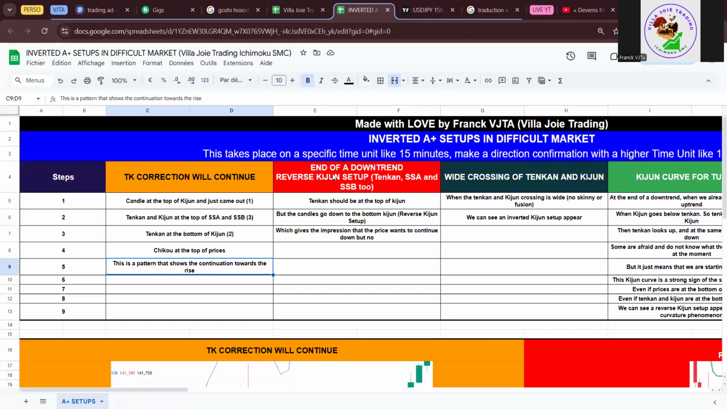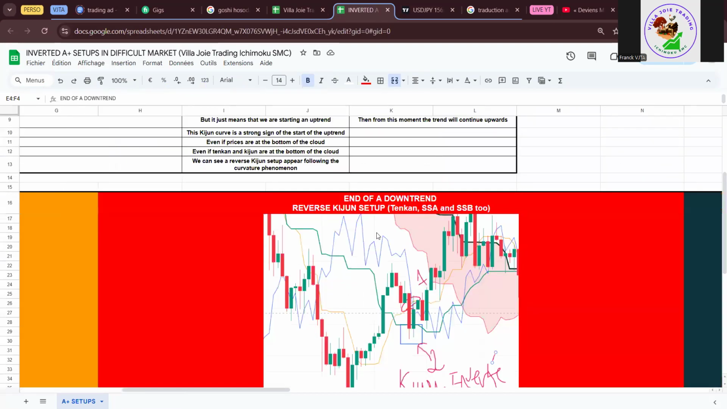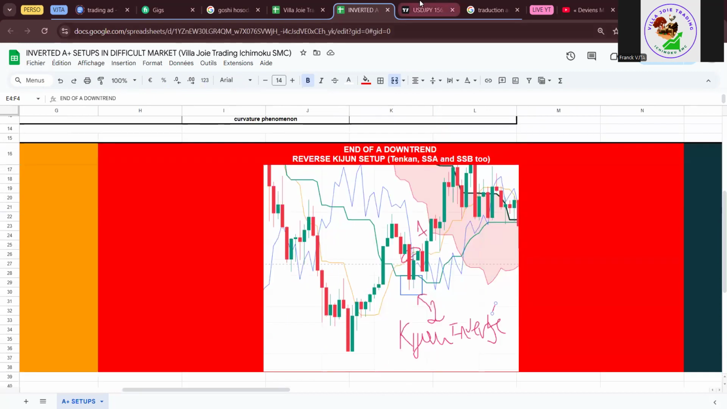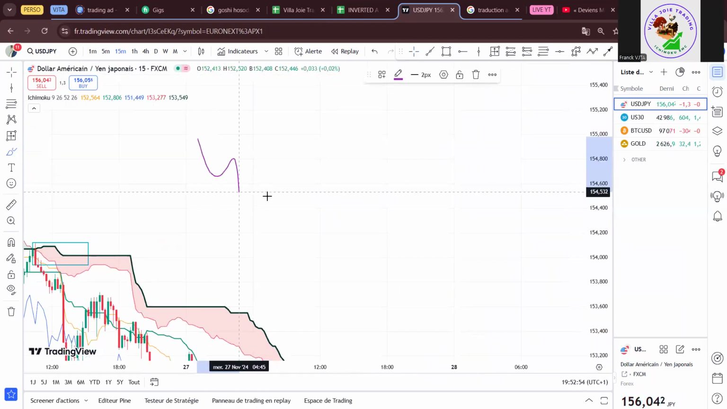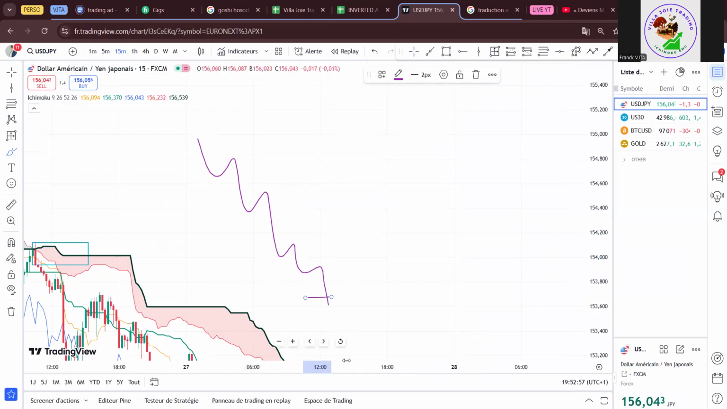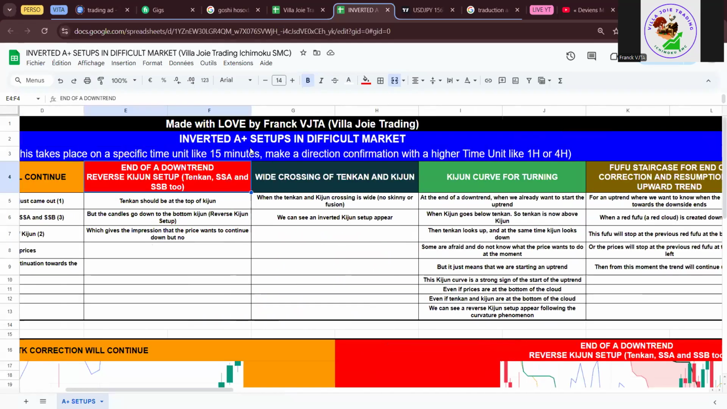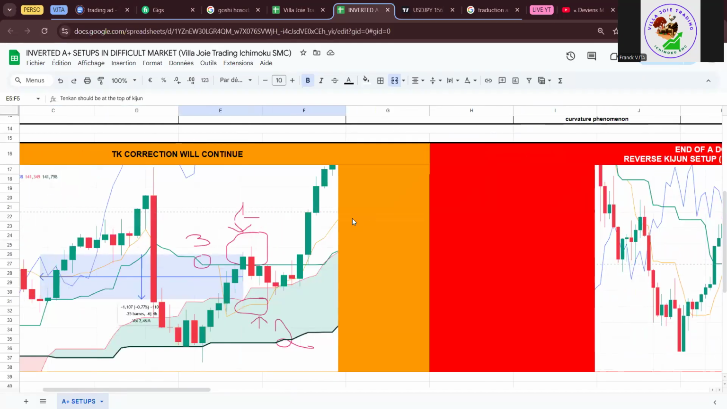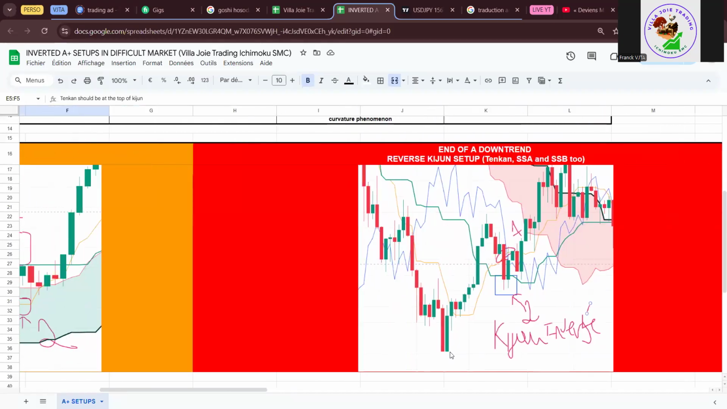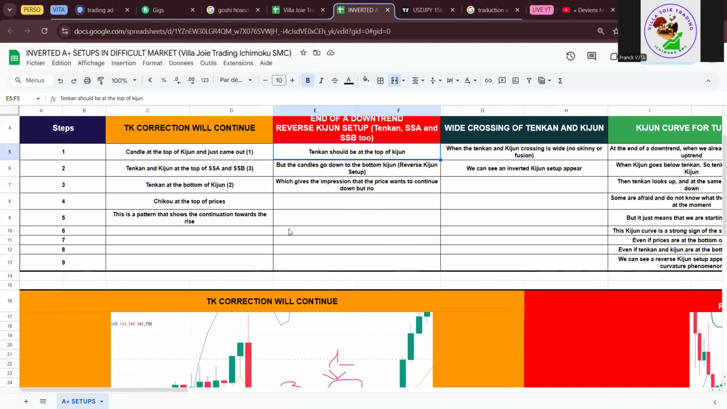So the next one will be the end of a downtrend with a reverse Kijun. How do you know that it is the end of a downtrend? You know that a downtrend is like this, the price is going down. To know that this is the end of the downtrend, first of all, the first signal is Tenkan should be at the top of Kijun. You see here, Tenkan is above Kijun. So we are going down like this. How do you know that at this level is the end? First of all, Tenkan must be above Kijun.